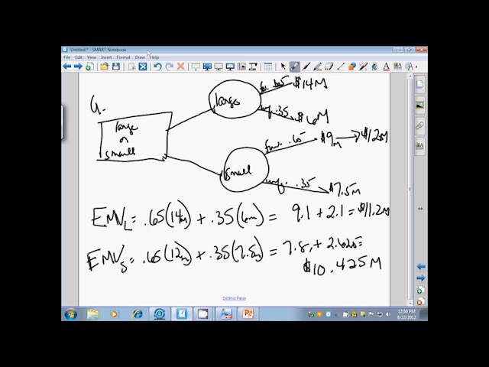Looking at these numbers, 11.2 million and 10.425 million, which would you build? A large or a small facility? I would build the large facility because the expected monetary outcome is better than if you build a small facility. And that's how you do your first homework problem.